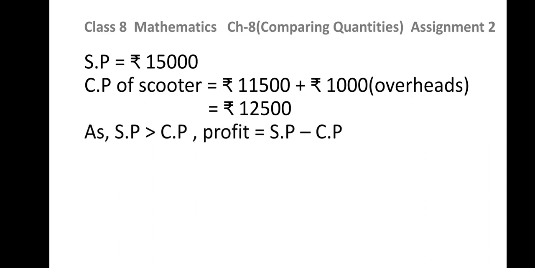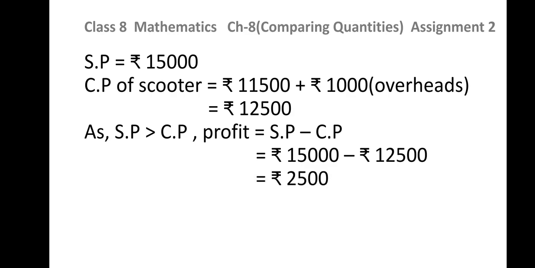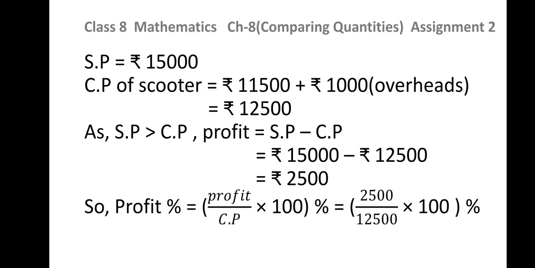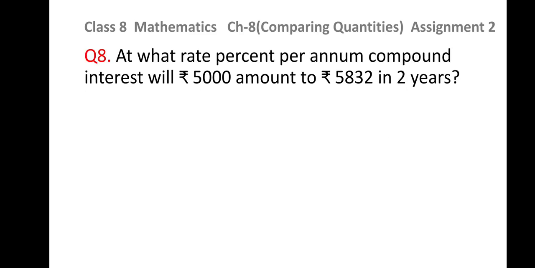SP is again greater than CP in this question, as in the previous question also we have seen. So SP is greater than CP, and profit is equal to SP minus CP. So it will be 15,000 minus 12,500, which is 2,500. So profit is equal to 2,500. Profit percentage will be given by profit over CP into 100%. So it will be 2,500 over 12,500 into 100%. After solving, you will be getting the answer as 20%.